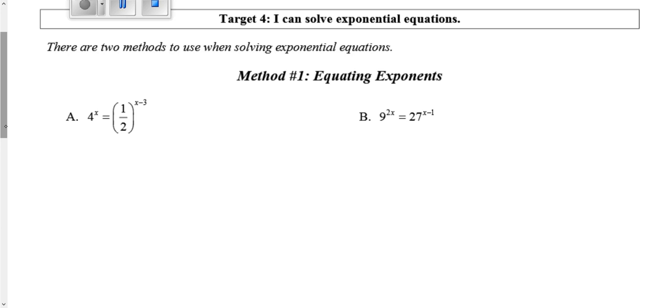Starting with method 1, which is called equating the exponents. I'm actually going to call this something else as well: same bases. When I say the word bases, what I'm talking about is the number being raised to the exponent. On problem A, the bases are 4 and 1/2 to start off with. So you have 4 over here, and you have 1/2 over here. Our goal is to rewrite those numbers so they actually have the same base.